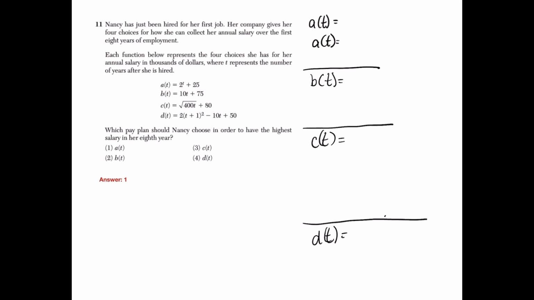So what we're going to do is look at the 4 choices to see which one makes the most sense. So let's start with the first one, which is A of T. And remember, time is 8. So when it's been 8 years, 2 to the 8th plus 25. You can use your calculator if need be, but 2 to the 8th power is going to give me 256. And 256 plus 25 gives me 281. Now remember, it's not $281, it's 281,000, because these are in thousands of dollars.